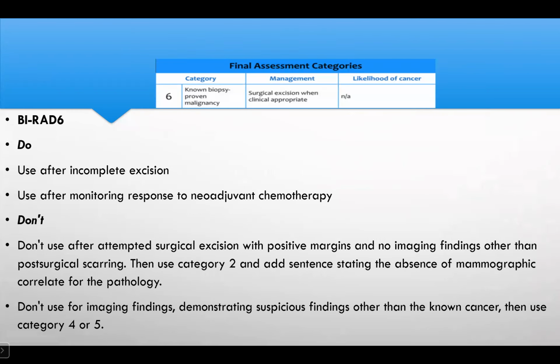BI-RADS 6. Use when after incomplete excision or after monitoring response to neoadjuvant chemotherapy. Don't use after attempted surgical excision with positive margin and no imaging finding other than post-surgical scarring. Then use category 2 and add a sentence stating the absence of a mammographic correlate for the pathology. Don't use it for imaging findings demonstrating suspicious findings other than the known cancer. Then use category 4 or 5.